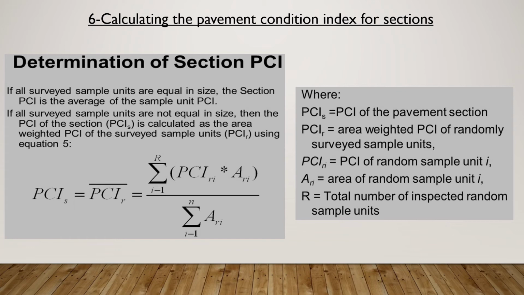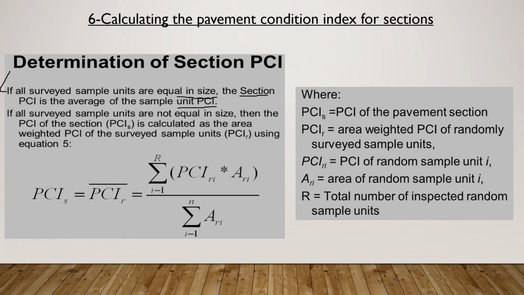So determination of section PCI. As I said previously in the previous slide, if all surveyed sample units are equal in size, the section PCI is the average of the sample unit PCI, and also the pavement type. So what if the sample units are not equal in size?